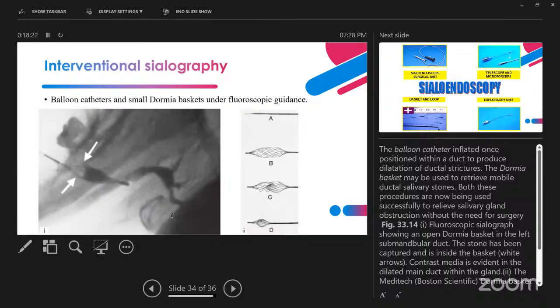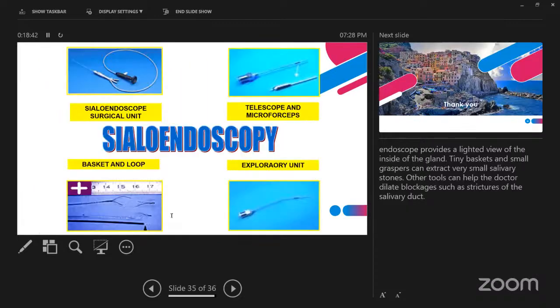Then the Dormia basket is mainly used to retrieve the calculus, ductal salivary stones. So both these procedures are mainly used in salivary gland obstruction, either by stricture or calculus, without the need of any surgery. So this is sialendoscopy, which uses the basket and loop method along with the sialendoscope.